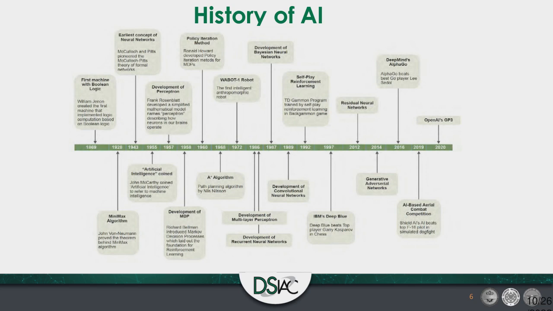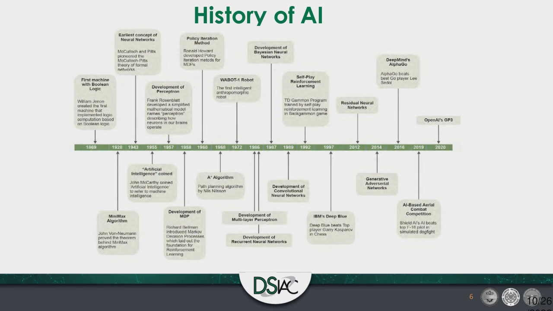Some of the earliest concepts during the World War era were created by McCulloch and Pitts, who pioneered the McCulloch-Pitts theory of formal networks. That is the birth of the concept of neural networks. Shortly after World War II, we have pioneers like John McCarthy, who, during the first AI conferences, coined the term artificial intelligence to refer to machine intelligence. In 1957, Frank Rosenblatt, who is actually the father of the perceptron, developed a mathematical model named the perceptron, which describes how neurons in our brain operate. The perceptron is the simplest model of neural network operation.